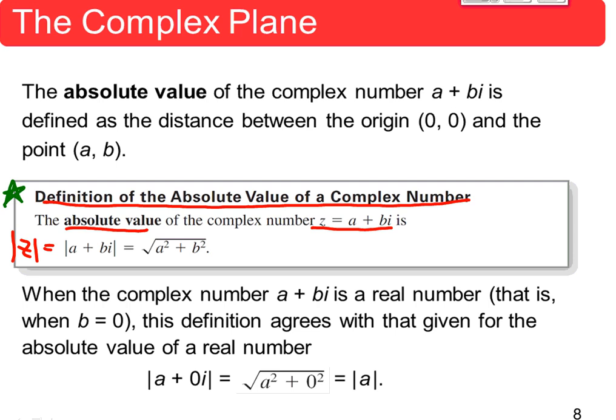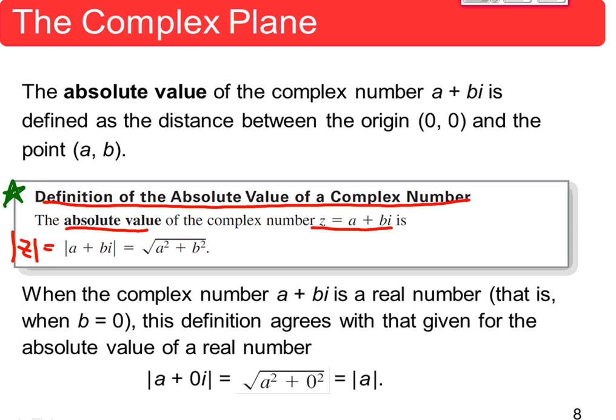So the definition of the absolute value of a complex number: the absolute value of a complex number z equals a plus bi is the absolute value of z, which equals the absolute value of a plus bi, which equals the square root of a squared plus b squared. And so that is going to give us, again, the distance from the origin to that point a, b for that complex number, excuse me, as we look at that.